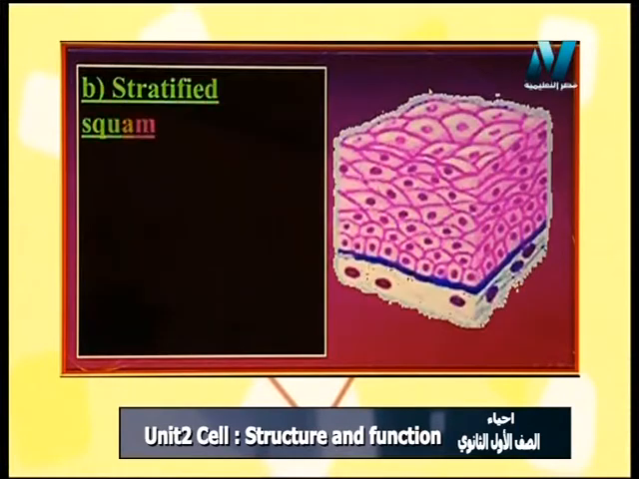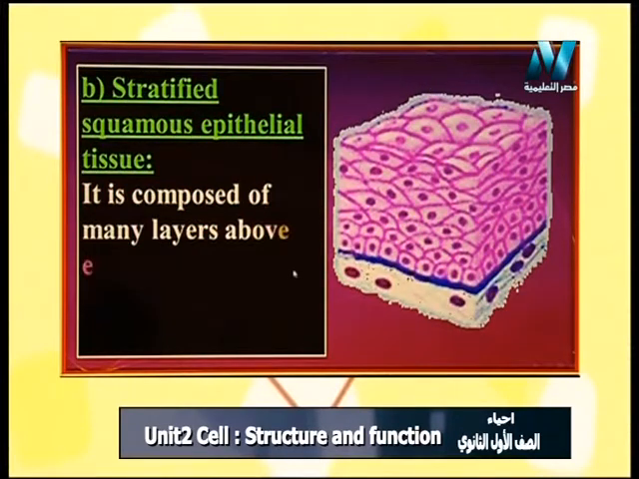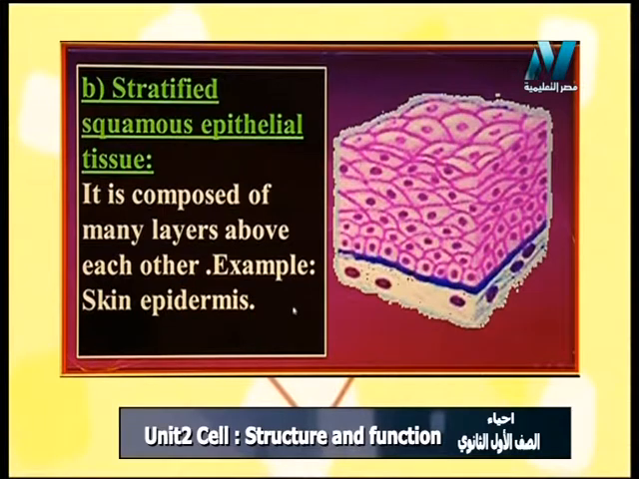لكن عندي stratified squamous epithelial tissue that composed of many layers above each other. The example is the skin epidermis. بنلاقي skin epidermis many layers alternated with each other, so that act as the kind of the epithelial tissue that called the stratified squamous epithelial tissue.